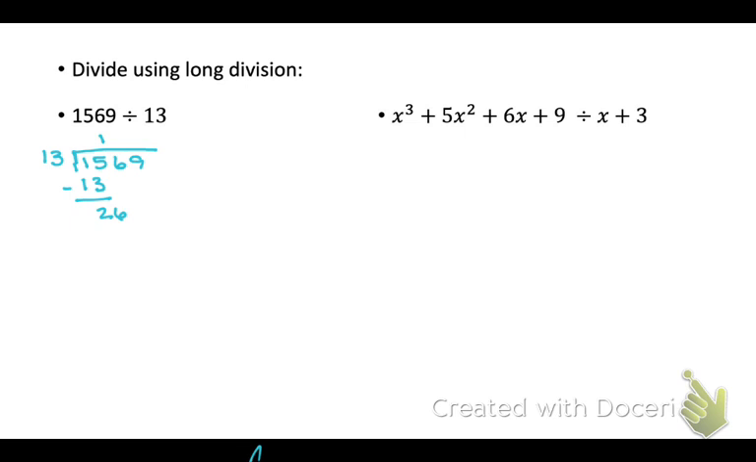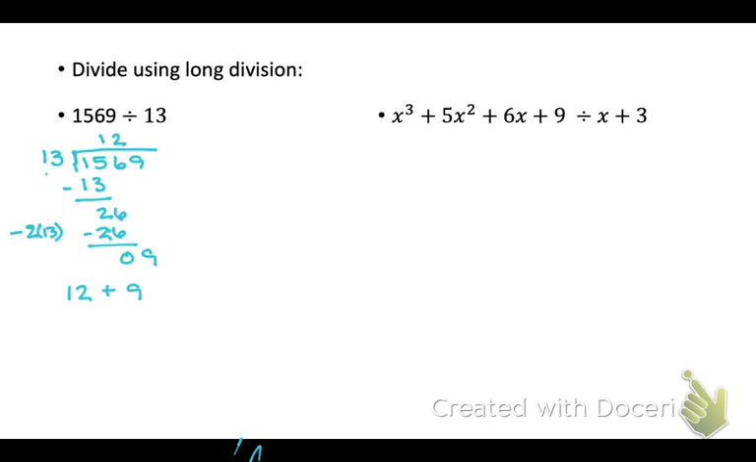Okay, how many times is 13 going into 26? Twice. So then 26, because you took 2 times 13, right? And then subtract. Basically, you're taking negative 2, right? And then 0 and 9. And so 9 is your remainder. So it's 12 plus 9.